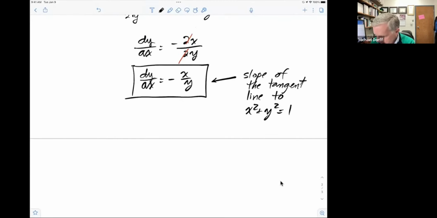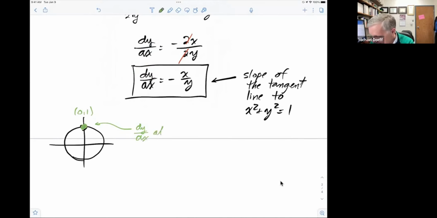So we're going to look at this circle of radius 1. We're going to look at this point up here, and that point is (0, 1). So what is the slope dy/dx at (0, 1)? Well, dy/dx equals negative x over y. And when I plug those in, I have negative 0 over 1, which is 0.